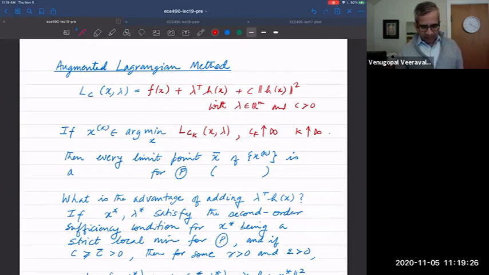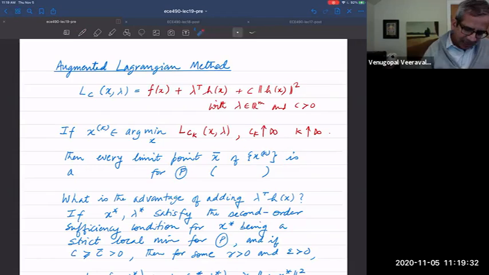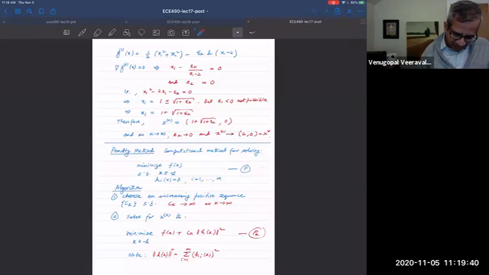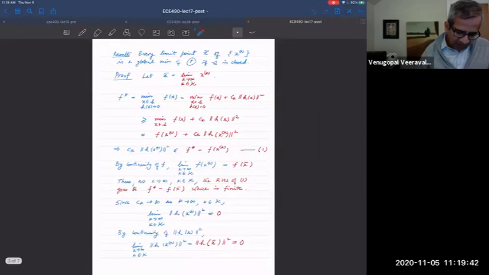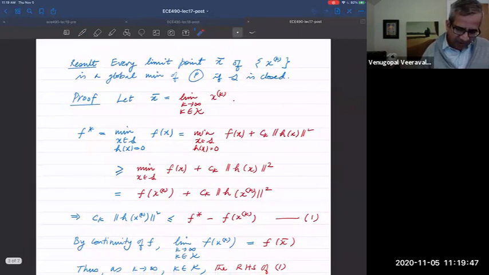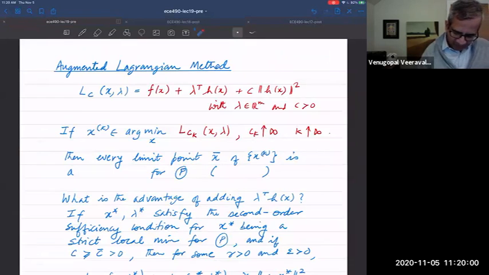Then what we can show is that adding this term here doesn't make a difference. Remember, let's go back to lecture 17. We showed in lecture 17 that for the penalty method, every limit point x bar is a global min of P. And we don't have the set S to worry about in this discussion. So our S is all of R^n, so it's closed, obviously. We don't have to worry about that.